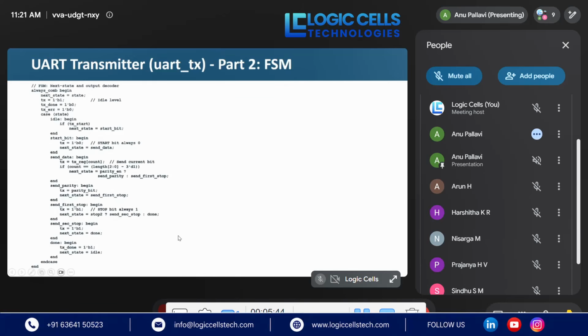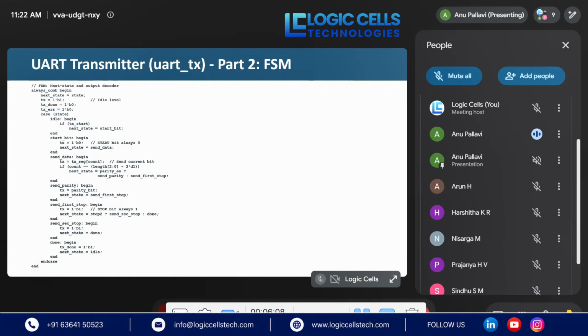This is the second part, the FSM. Initially the transmitter is in the idle state. When the TX start becomes active, it moves to the start state and sends the zero. Then it enters the data state and sends the data bits one by one. Then the count value selects the current data bit from the TX register.